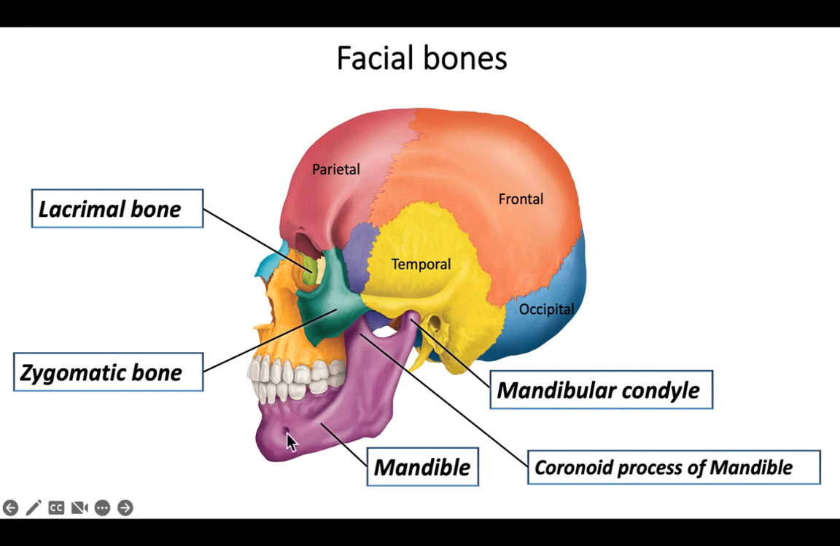And then the last one is, oops, let me go back. That's not labeled here. That little hole there is called the mental foramen. If you recall, the chin region has a name. It's the mental region. So this little hole there is called the mental foramen.